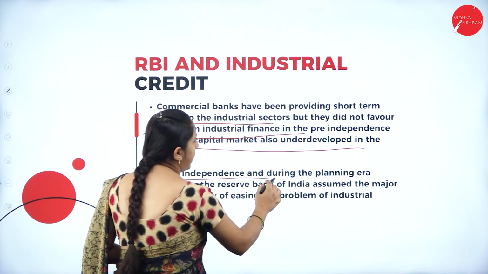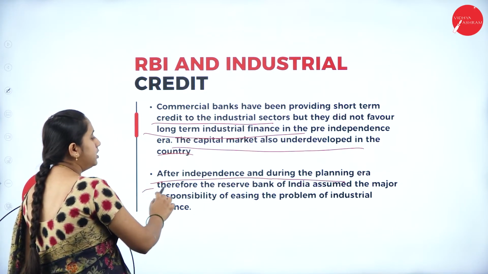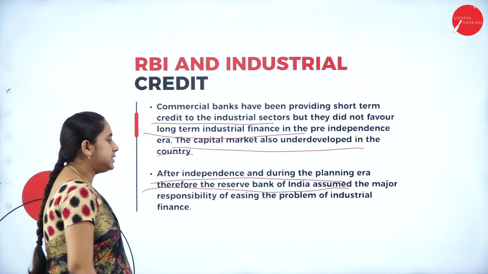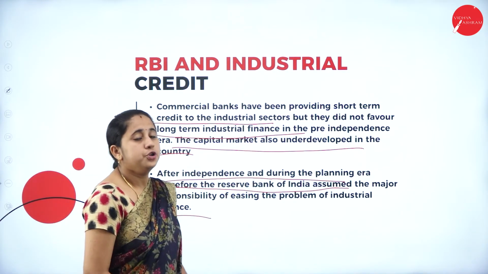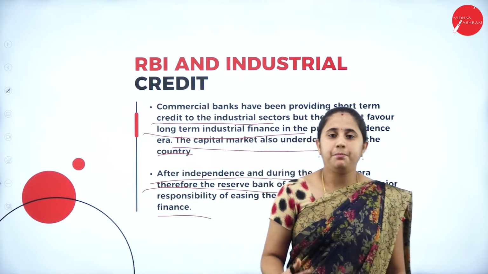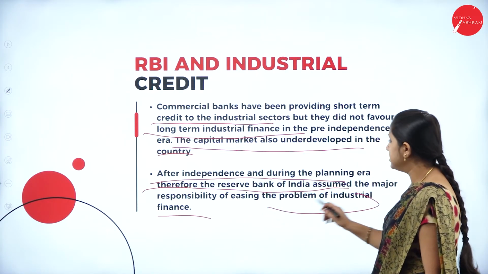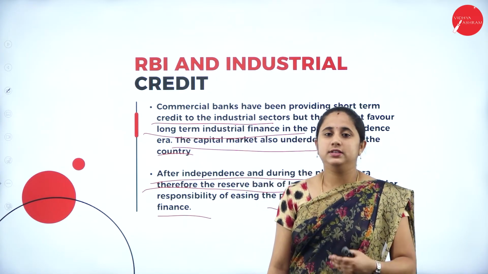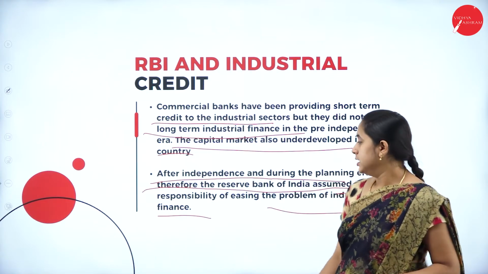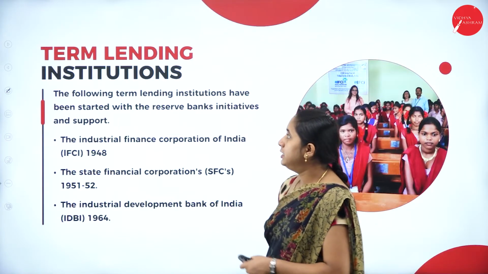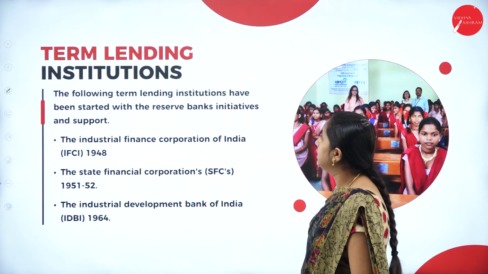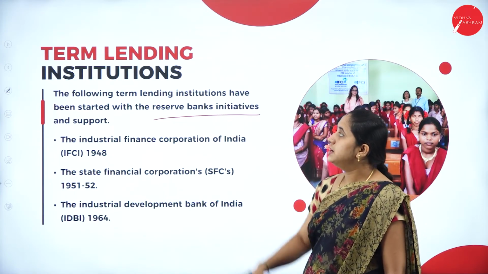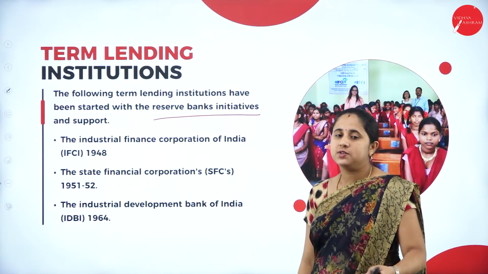After independence and during the planning era, the Reserve Bank of India assumed the major responsibility of easing the problem of industrial finance. During this planning era, RBI's importance was in solving the problem of industrial finance. For that, they needed to come up with new ideas and a solution. The following term lending institutions were started with the Reserve Bank's initiatives and support.